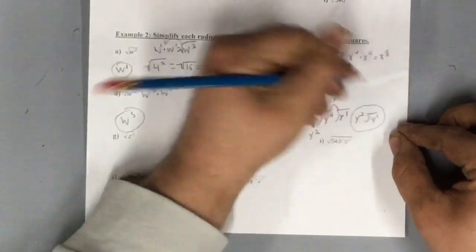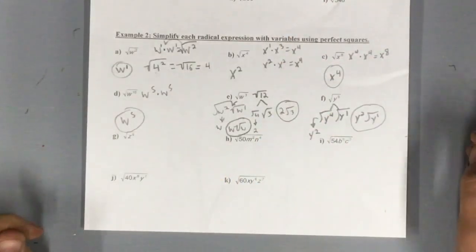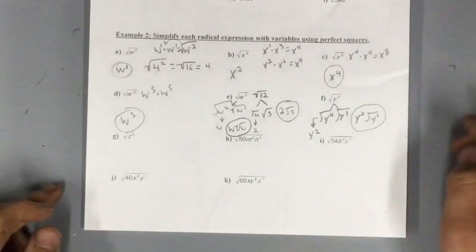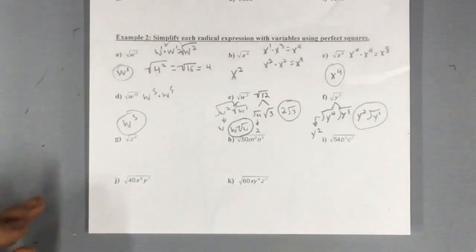My answer to this is going to be y to the second radical y. If you wanted to put the 1 here in the corner, you can. I'm not going to stop you. Your multiple choice problems are not going to have that there. So if you want to put them, you can, but I'm never going to make you do that.